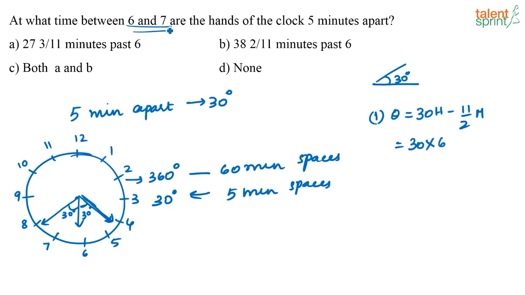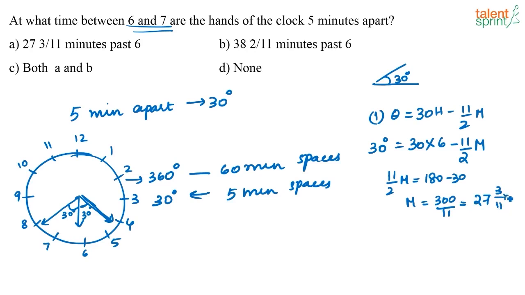Time is between 6 o'clock and 7 o'clock, so time in terms of hours is 6, minus 11 by 2m, where we don't know how many minutes after 6 o'clock this angle is 30 degrees. So I know the angle, I know the hours, and I just have to find out the minutes. So what is the minutes? 11 by 2m is equal to 30 into 6, that is 180, minus 30, so m is equal to 150 into 2 by 11. That is 300 by 11, which is equal to 27 3 by 11 minutes past 6, right? This is the first case.